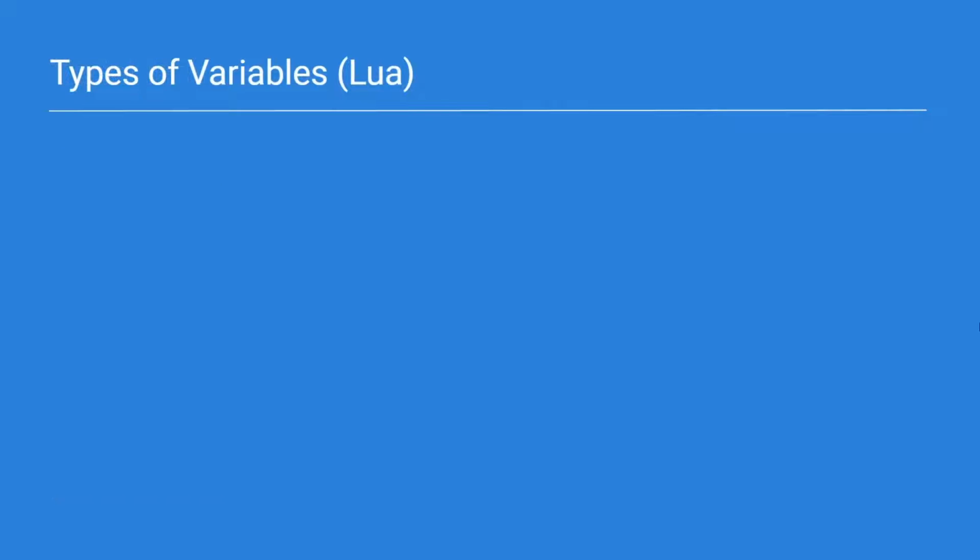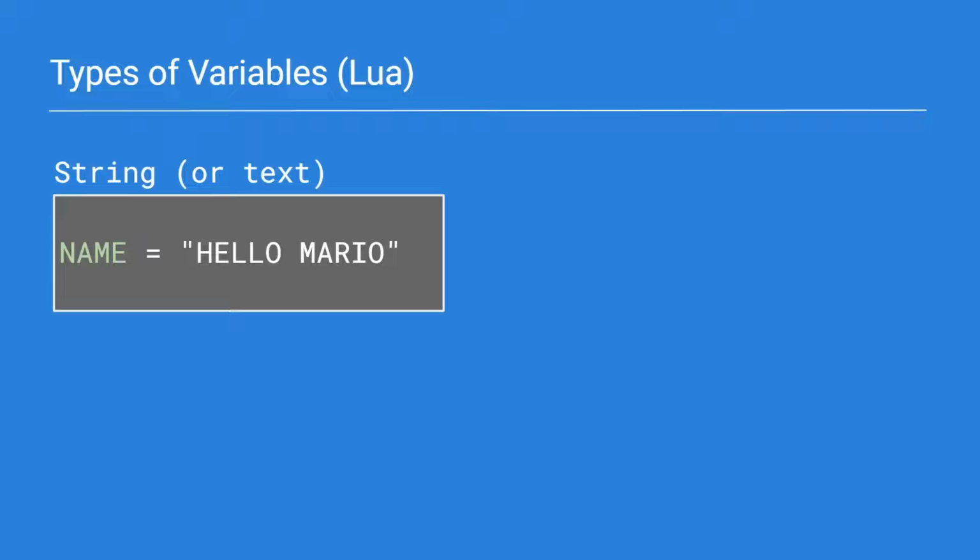There are 4 types of variables in the language Lua. The first type of variable is called string, or string of characters. This is equivalent to a piece of text. The way that you create a string variable is by putting double quotes in between the text characters that you want to use. In this case, we're defining a variable called name, and we're assigning the value a string of characters that says hello Mario.